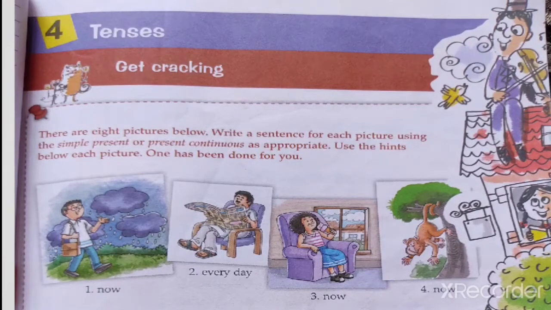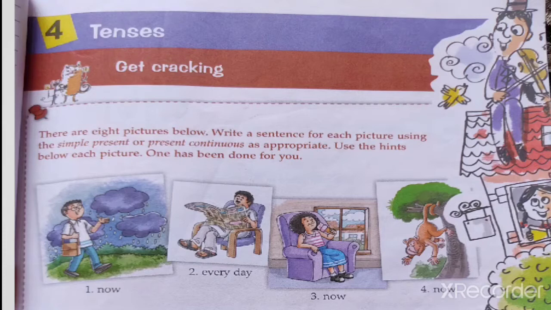Now look at this picture. There are 8 pictures below. Write a sentence for each picture using the simple present or present continuous as appropriate. Use the hints below each picture. Now look here. Some hints are given to you below the picture. Look below the picture, that is written "now". In the second picture, "every day". Below the third picture, "now". Below the fourth picture also "now" is written.